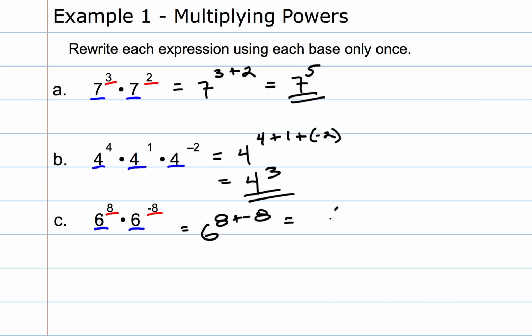And that does simplify to 6 to the 0 power, because 8 plus negative 8 is 0. And if we were to simplify that further, or evaluate, if you will, that would just be 1, because anything to the 0 power is 1, as we learned in the previous lesson.